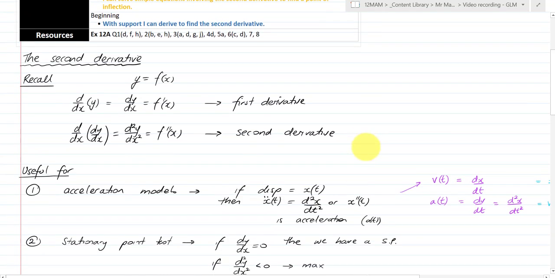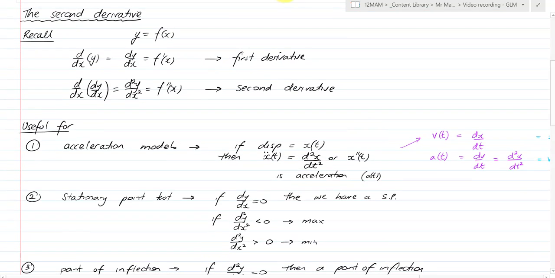So the second derivative, hopefully you recall that if we start with y equals f of x, then when we derive y, we get f dash of x. That's our derivative. And when we do the second derivative of that, we get d squared y dx squared, which is f double dash of x. That's our notational stuff, and hopefully you've seen and you understand that. Now, what's it useful for?